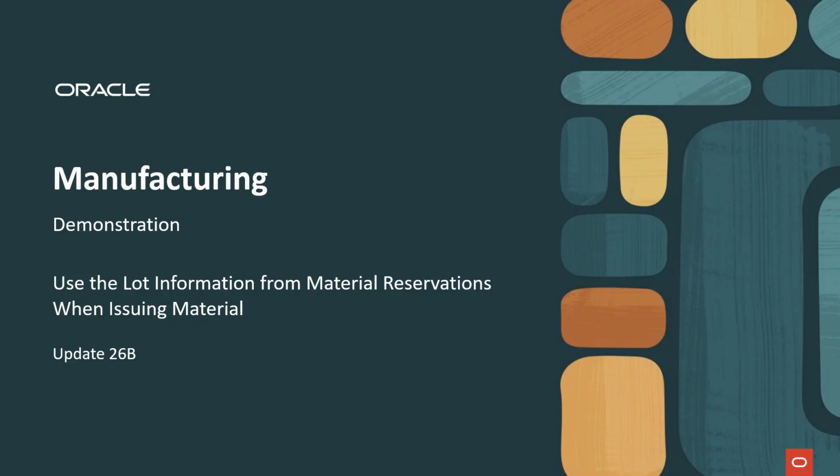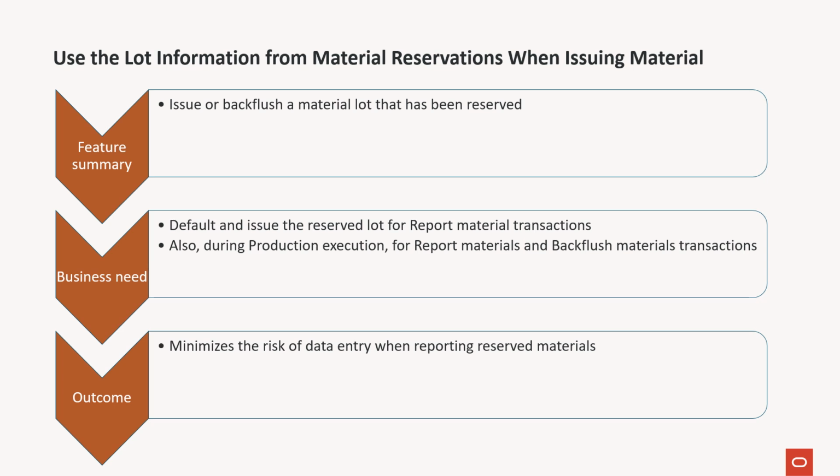Use the lot information from material reservations when issuing material in Oracle Fusion Cloud Manufacturing. The feature covers the material issue and back-flush material transactions for the lot that has been reserved. Lot and the corresponding information are defaulted from the material reservation in the following Redwood pages.